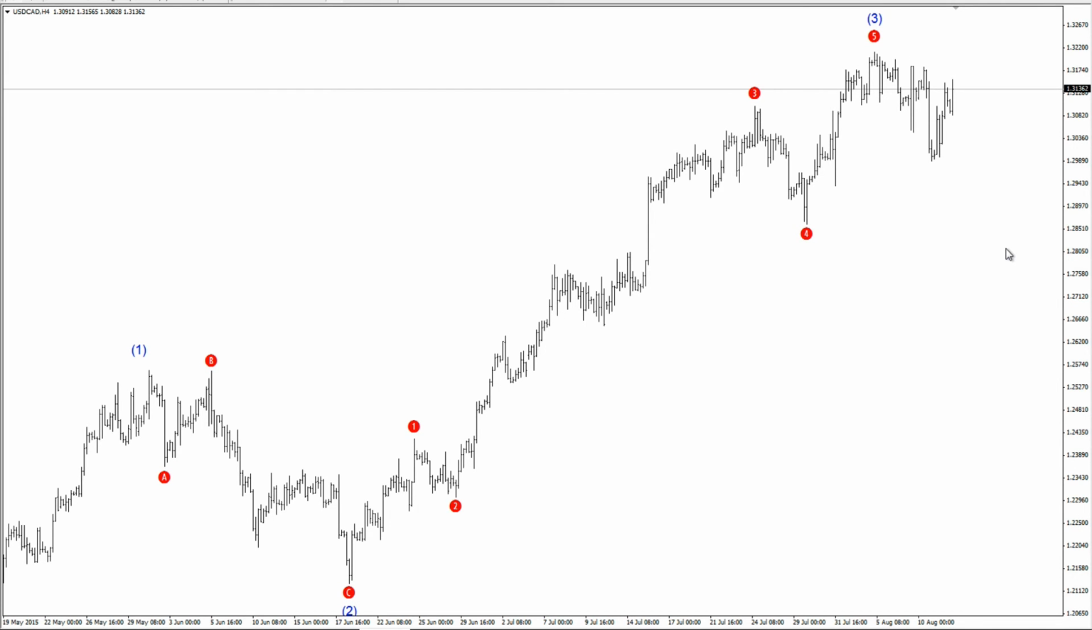Finally is US dollar Canadian. The fourth wave correction is forming. USD Canadian has climbed slightly higher, not made any new highs.